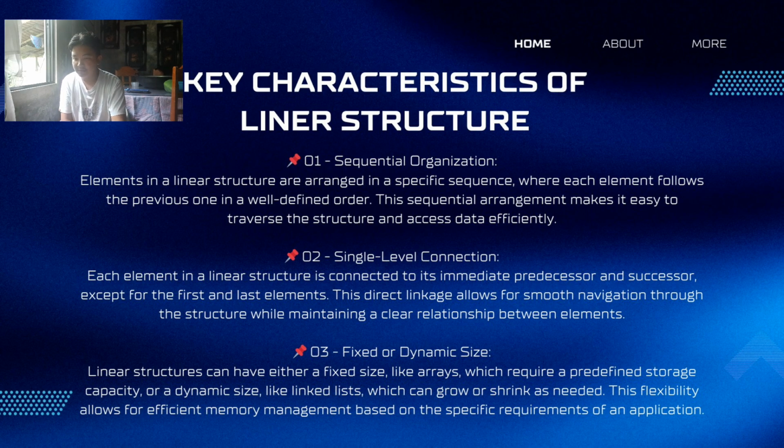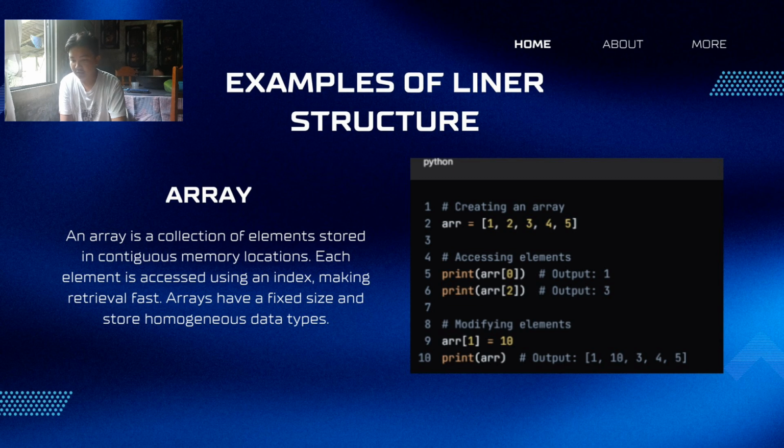So here are examples of linear structure. Yung naa sa kilid na adari may example. So what is an array? An array is a collection of elements stored in contiguous memory locations. Each element is accessed using an index, making retrieval fast. Arrays have a fixed size and store homogeneous data types. So ang array, isa siya nga collection of elements, no, stored in order. Naga kuan siya kanang nag-collect siya, of elements stored in order.